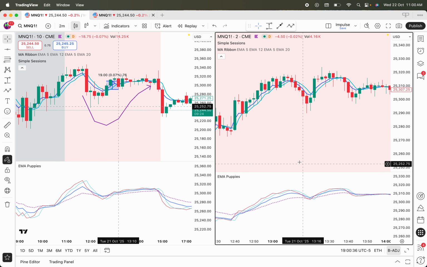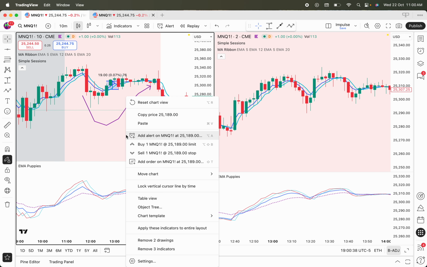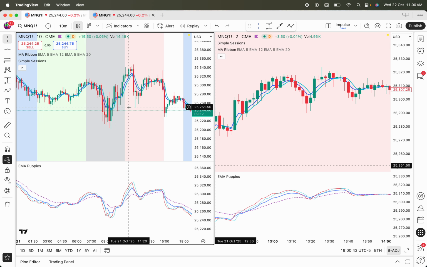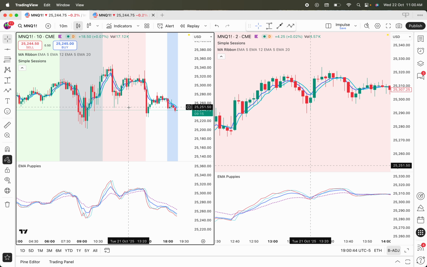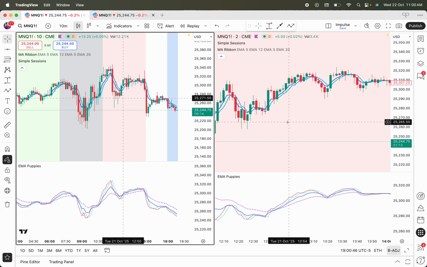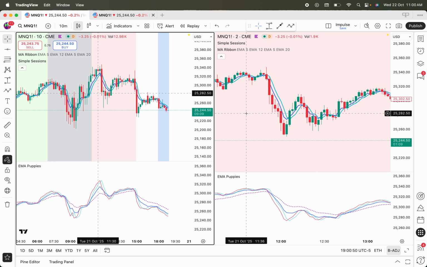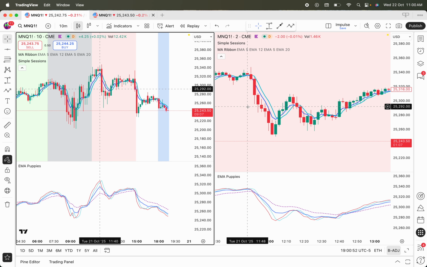Okay, it depends what assets you're trading too. The NASDAQ last night was really volatile, so that's just the way it is. But this is how I incorporate using both charts, using the same indicators. Is it perfect? No, there's nothing perfect.